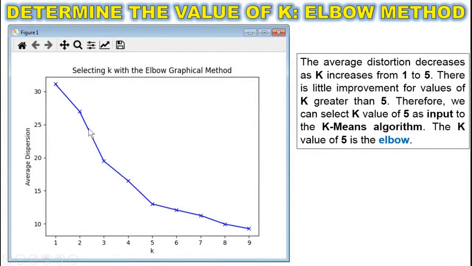Take a look at this elbow graph. The average distortion decreases as k increases from 1 to 5. There is little improvement for values of k greater than 5. Therefore, we can select a k value of 5 as input to the k-means algorithm. The k value of 5 is the elbow.